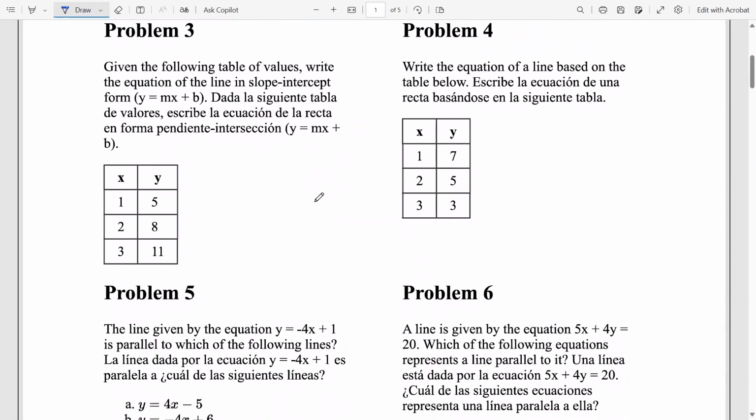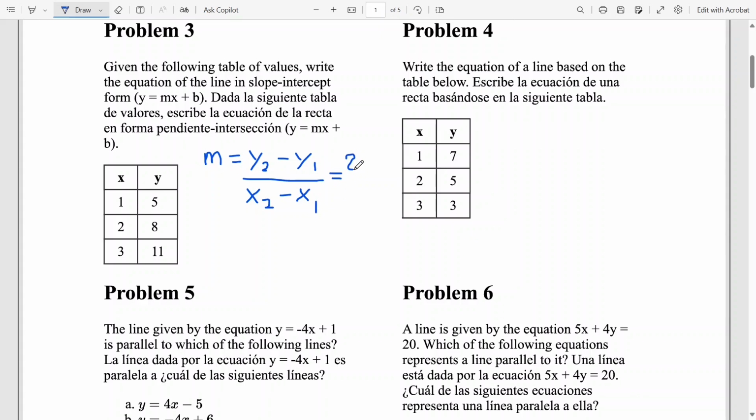Problem 3. Given the following table of values, write the equation of the line in slope-intercept form. y equals mx plus b. Okay, so we start with x equals 1, and then we go to x equals 2. y, meanwhile, jumps from 5 to 8. So if we do our formula for slope, which is y2 minus y1, which basically means the second y value minus the first y value, divided by the second x value minus the first x value.